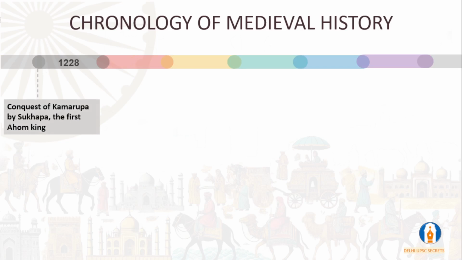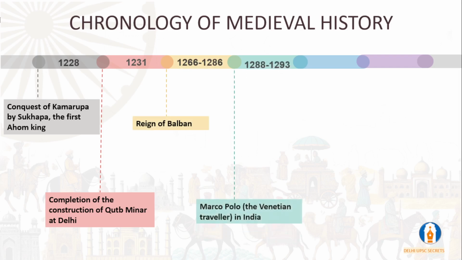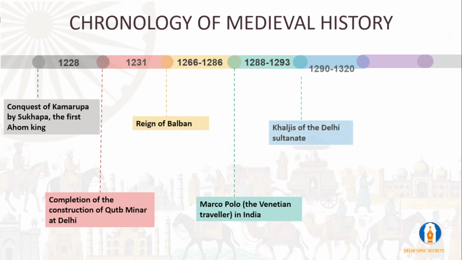In 1228, the conquest of Kamarupa happens by Sukhapa, the first Ahom king. And in 1231 AD, the construction of Qutub Minar is completed in Delhi. It started way back in 1148 AD and was completed by 1231 AD. Then 1266 to 1289 is the reign of Balban. 1288 to 1293 AD is the period when the traveler Marco Polo comes to India.